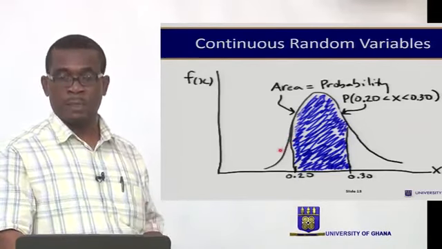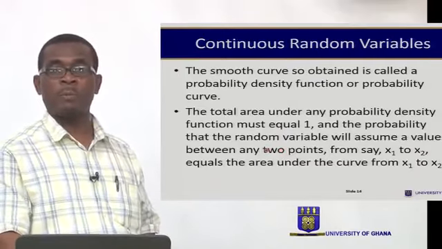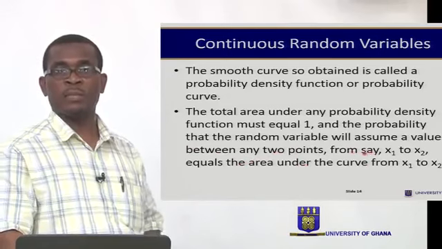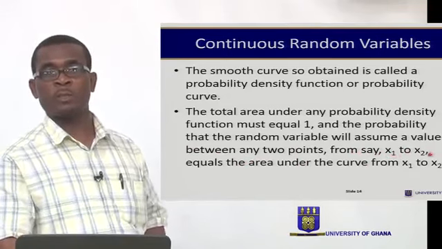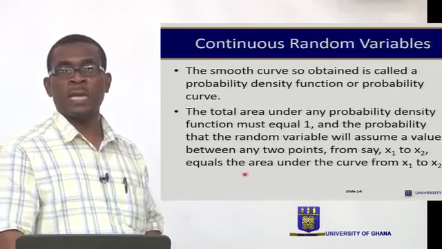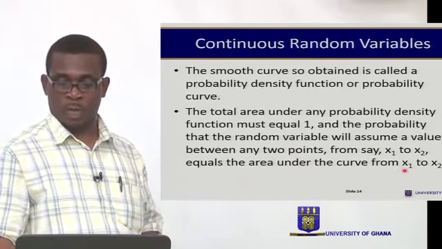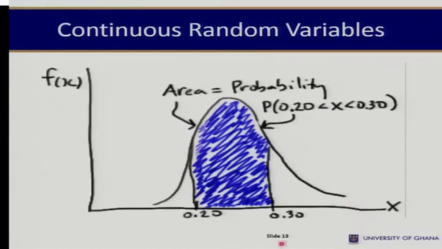And the probability that the random variable will assume a value between any 2 points, let's say from x1 to x2, is simply equal to the area under the curve from x1 to x2. So as we saw previously, if we want the probability that the weight is between 0.20 kilograms and 0.30 kilograms, it's a matter of finding the area under the curve from 0.2 to 0.3.